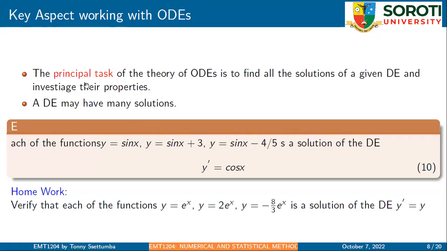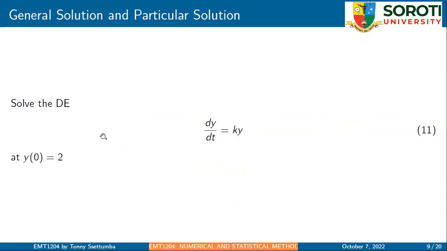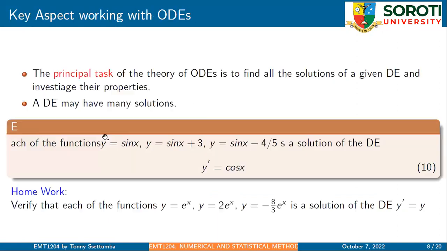The principal task of the theory of ODEs is to find all the solutions of a given DE and investigate their properties. Because, as you've seen before, an ODE can have more than one solution, and these can be multiples or factors of each other. You could take an example for each of these functions. Y equal to this is a solution of this. We saw that, and I've told you to verify this.